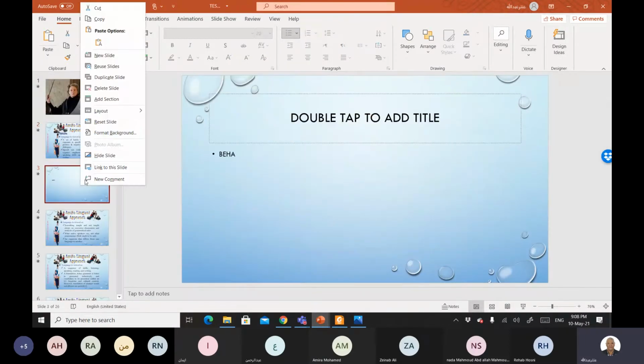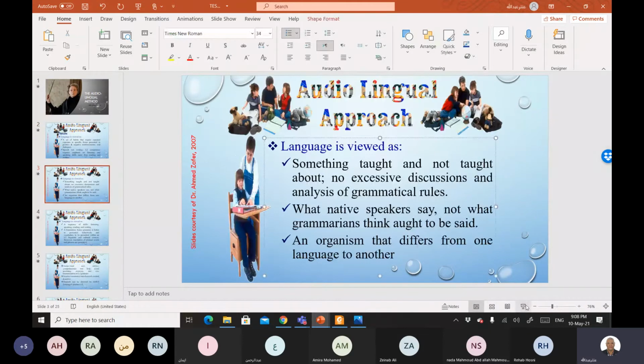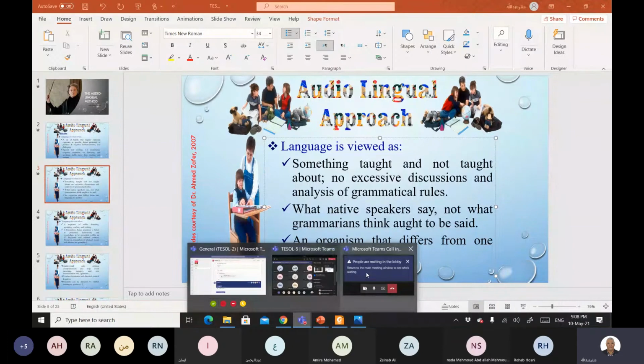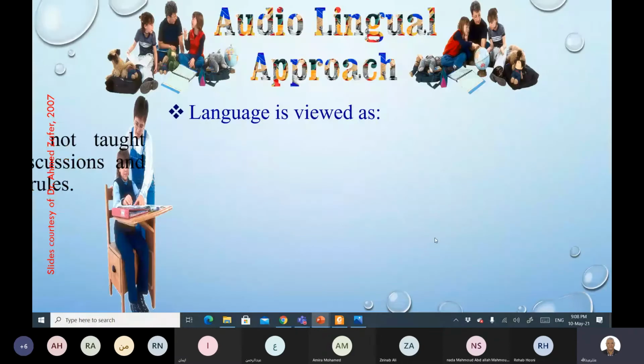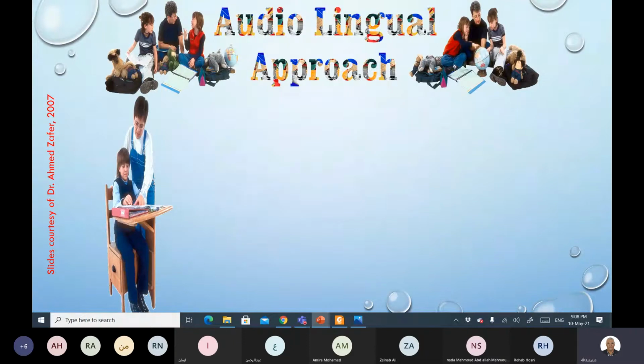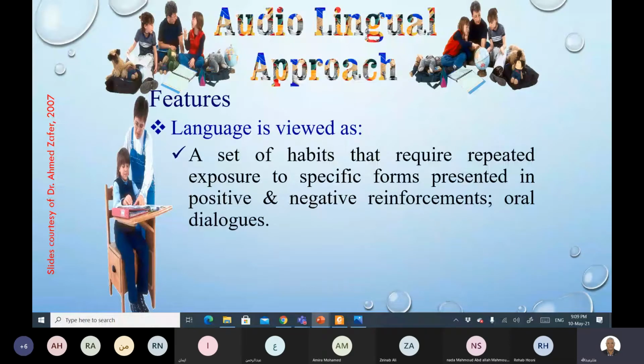عشان خاطر كده لما ذكرنا of the features of the audiolingual method, language is viewed as a set of habits. And these habits are developed or maintained through excessive exposure to different forms that are presented in these negative and positive reinforcements. وحسب النظرية إن positive reinforcement يشمل كلمات المديح زي مثلا bravo, very good, excellent، وإن negative reinforcement for making errors. Say that's wrong, try again, or this is not correct, try again. So this is one important feature of the audiolingual method.